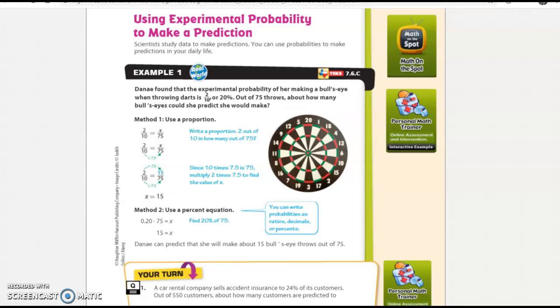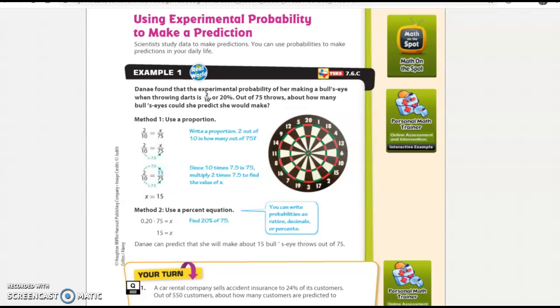real life situations. The example that we have here is an example where Danae has found that her experimental probability, that's what she's found to be true, of her making a bullseye when she's throwing darts is going to be 2 out of 10, or approximately 20% of the time. So you may be thinking to yourself, she's not a very good darts player. That might be true, but this is what she has found her experimental probability to be.